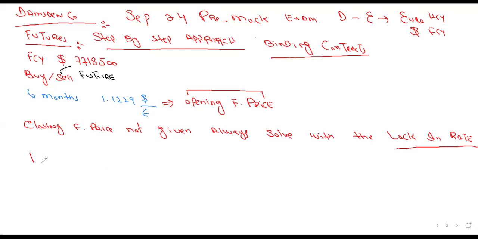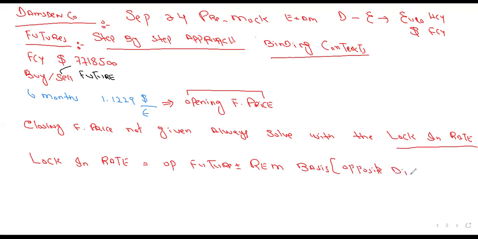Now, what is the formula for the lock-in rate? The lock-in rate formula is opening future plus or minus remaining basis, but in the opposite direction. There are two formulas for the calculation of the remaining basis. So if you just follow my formula, that will be okay.